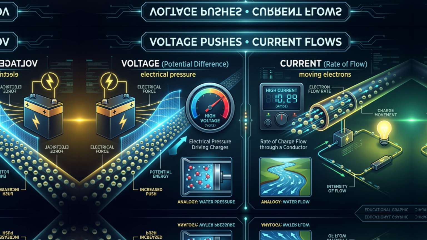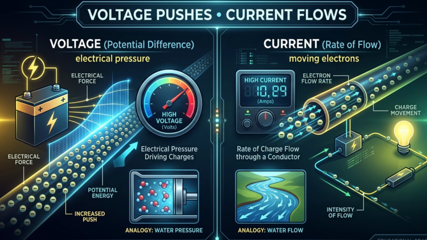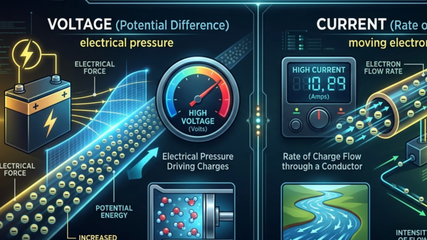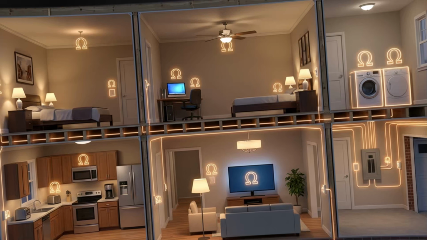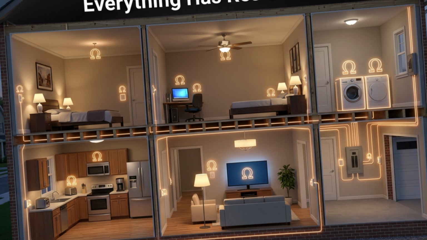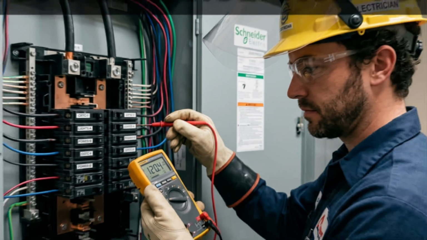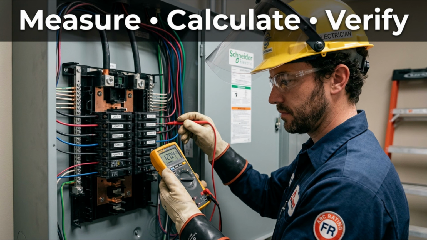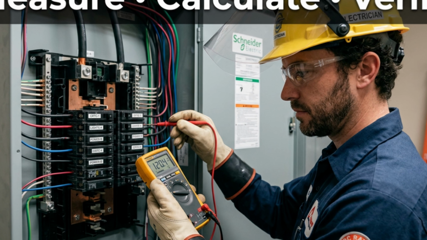Now let's look at some common beginner mistakes. The first mistake, mixing up voltage and current. Remember, voltage pushes, current flows. Never confuse the two. Another mistake, ignoring resistance. Every wire, every switch, every appliance has resistance. It may be small, but it's always there. One of the biggest mistakes beginners make is guessing. Professional electricians don't guess. They measure, they calculate. Then they verify their work using proper test equipment.